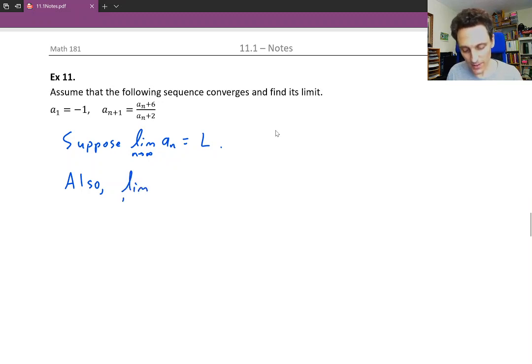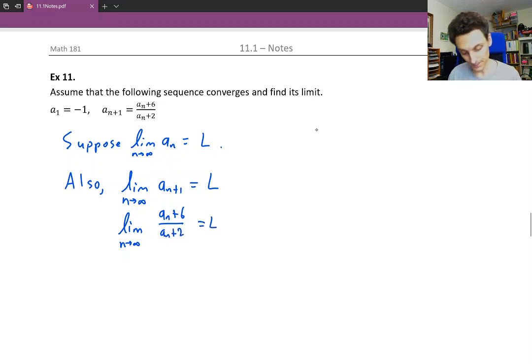Also, if you take the limit as n approaches infinity of a sub n plus 1, that should be L as well, because you're just going out farther and farther in the sequence, and that limit should be L. But a sub n plus 1 we can rewrite using the recursive definition as a sub n plus 6 over a sub n plus 2. So the limit as n approaches infinity of a sub n plus 6 over a sub n plus 2 should be equal to L as well.